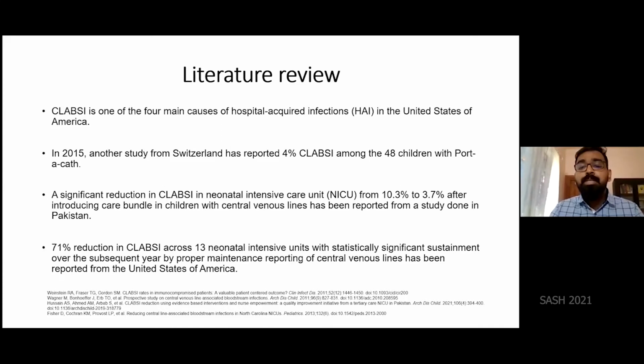Has reported 4% CLABSI among the 48 children with Portacat. A significant reduction in CLABSI in neonatal intensive care unit from 10.3 to 3.7% after the introduction of a care bundle in children with central venous lines has been reported by Hussain A.S. et al. from a study done in Pakistan. And 71% reduction in CLABSIs across 30 neonatal intensive units, with statistically significant reduction over subsequent year by proper maintenance reporting of central venous lines has been reported from the United States of America by Fisher D.